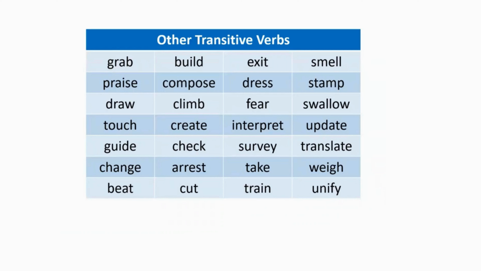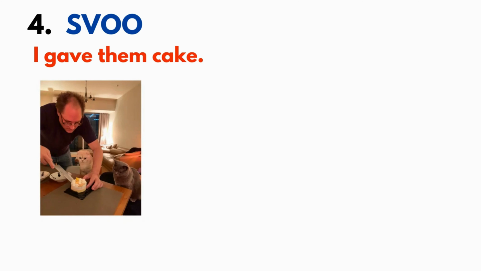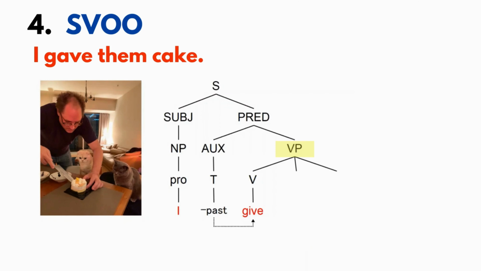Okay, let's move on to sentence pattern 4, which is a subject and verb with 2 objects. And here's our sentence. I gave them cake. And by the way, this cake is specially made for cats. But you can see we have not 1 but 2 objects to account for, them and cake. And again, we'll just elaborate the verb phrase here, and it's pretty straightforward. For the 2 objects, we just generate 2 noun phrases, like this. And from these we get our 2 objects.